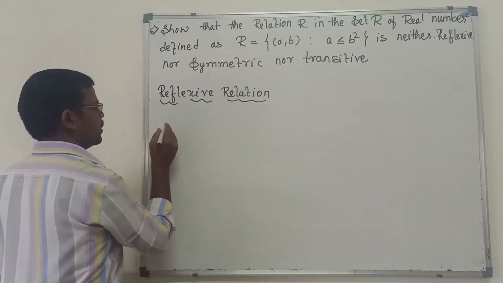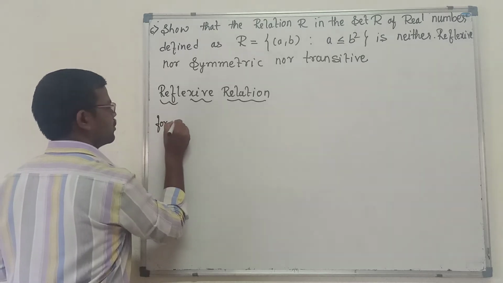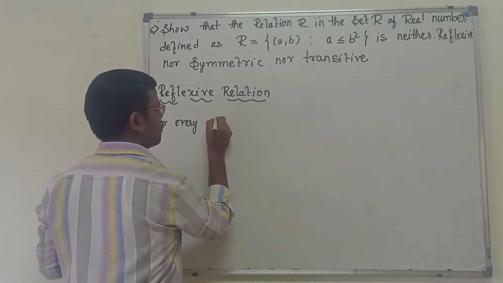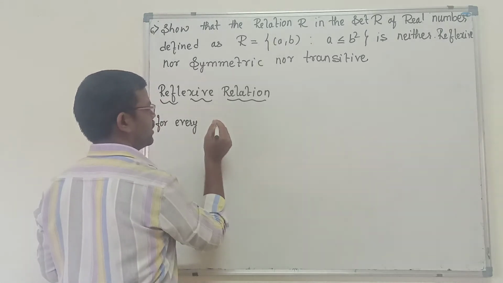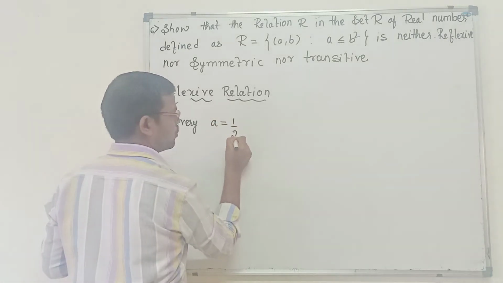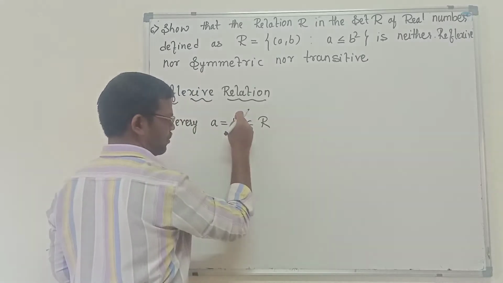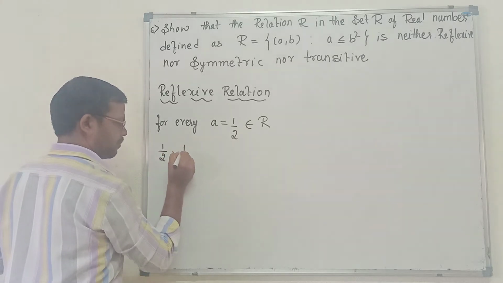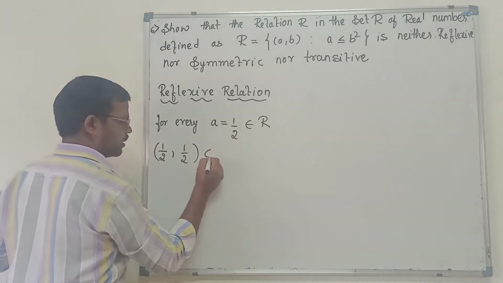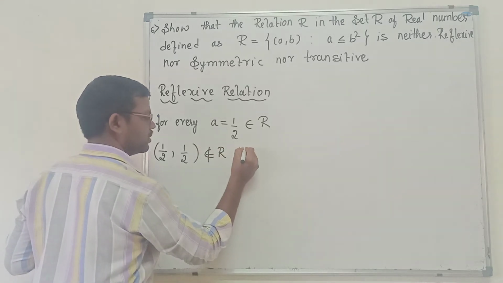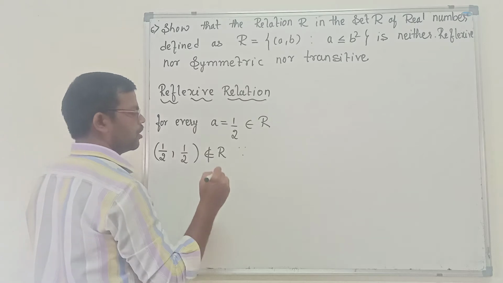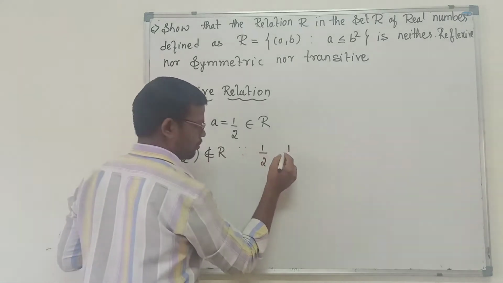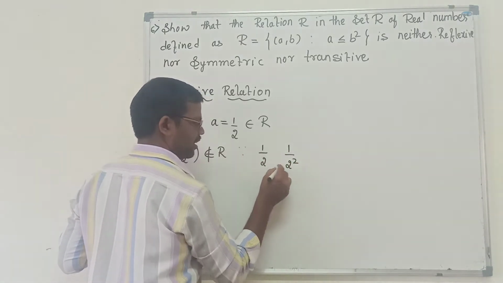Let me consider one element, a equal to 1 by 2, which belongs to R. Whether (1 by 2, 1 by 2) belongs to R or not: it does not belong to R, and I'll give the reason. 1 by 2 and 1 by 2 square, and 1 by 2 square means 1 by 4.